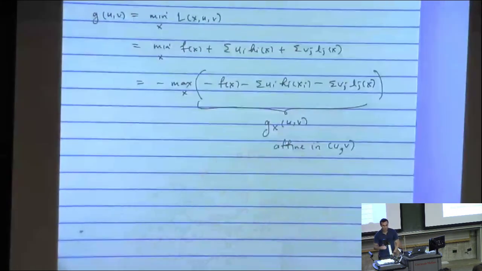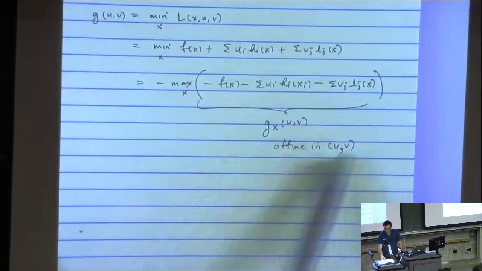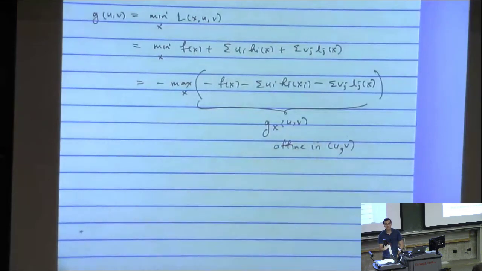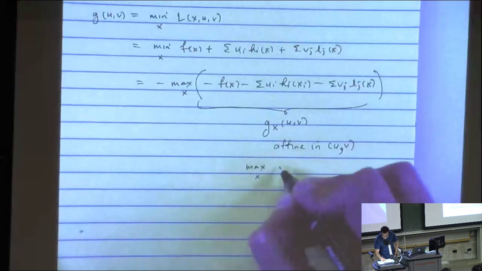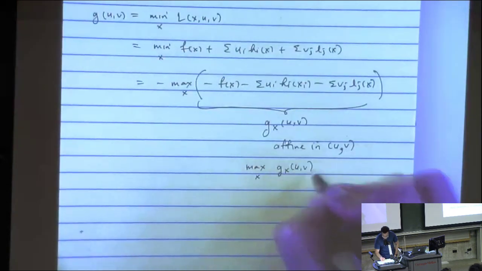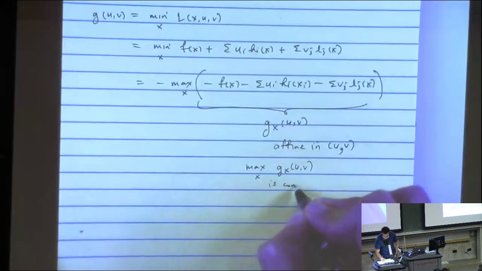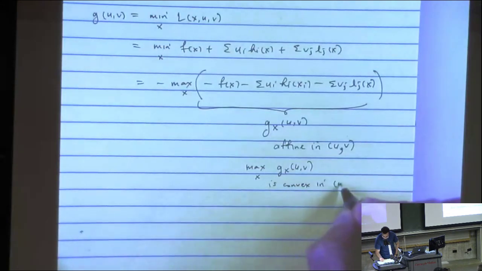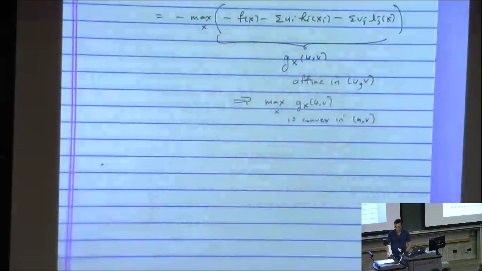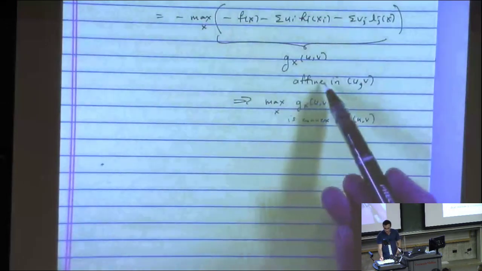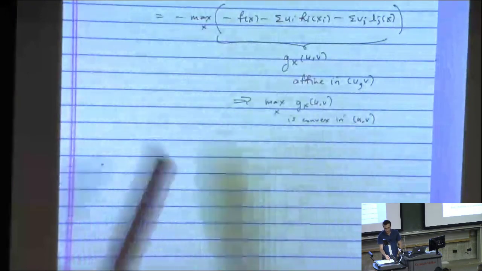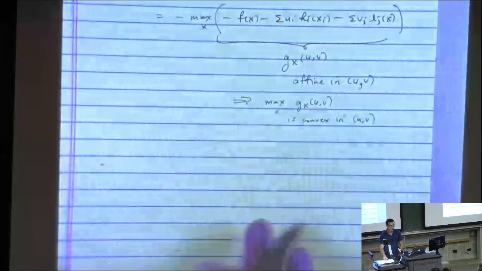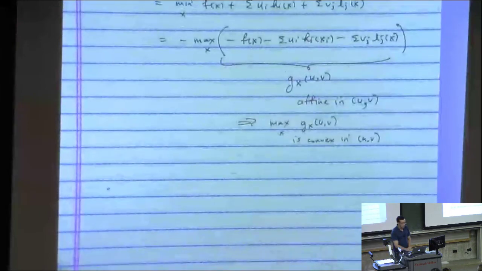So if I take the pointwise max of a bunch of affine functions in uv, that's still going to be a convex function. So this is our max rule. This is convex in uv, right, because it was convex to begin with. Affine is a very special class within convexity. And I have a negative up front, right? So that means that g is negative something convex. It means it's concave. That's the whole proof.